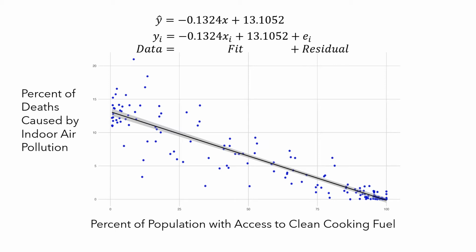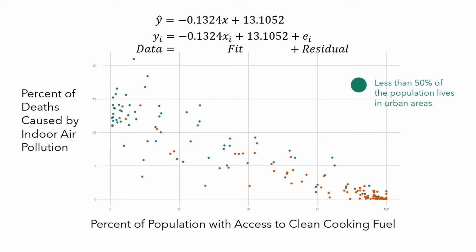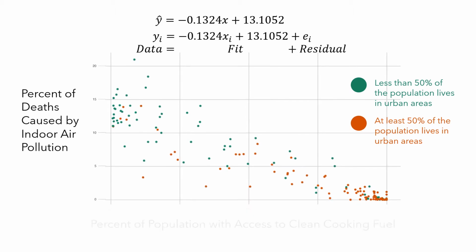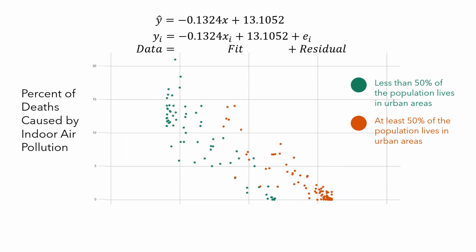We looked at several other predictor variables, but, like this one, they were all numerical variables. However, it is also possible to use a categorical variable as a predictor. For example, we could look at whether or not the majority of the population lives in urban areas as a predictor of the percent of deaths caused by indoor air pollution. In this graph, the green dots indicate a country in which less than 50% of the population lives in urban areas, and the orange dots indicate a country in which at least 50% of the population lives in urban areas. Then we could separate our data points into these two groups.